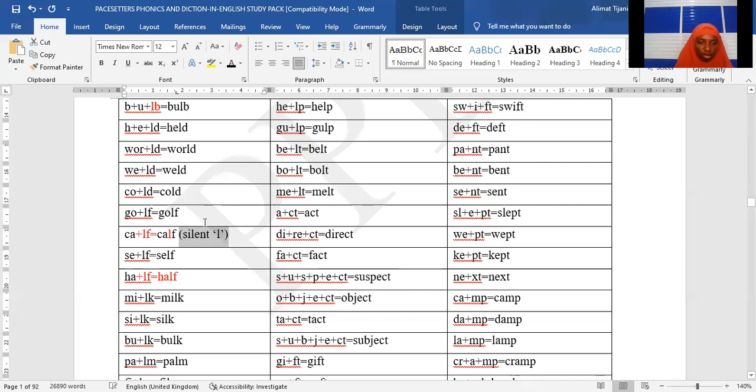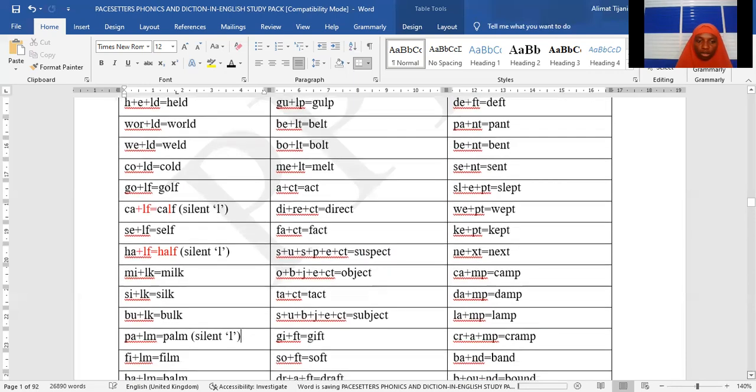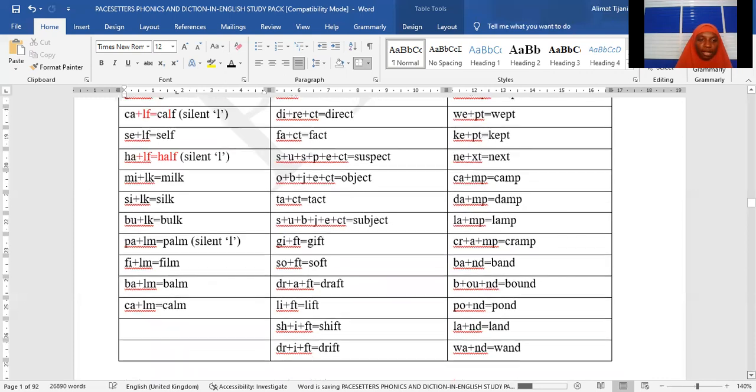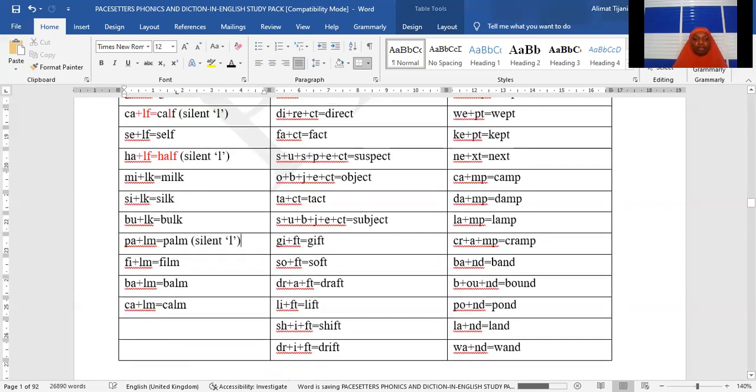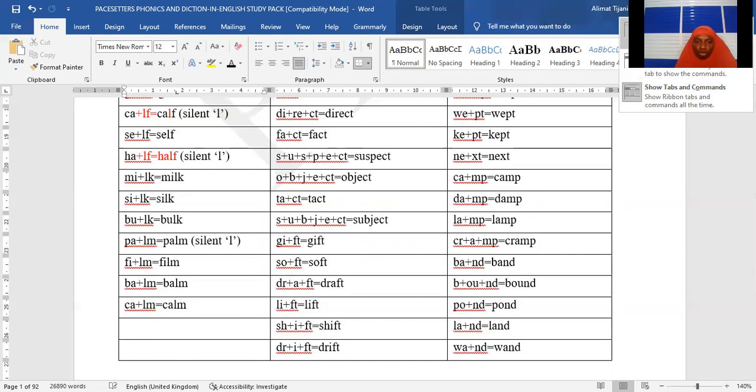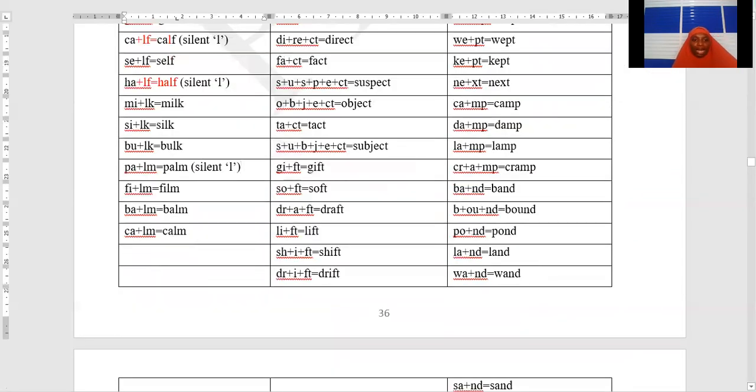So, let me see. We have half. We have palm, not the L sound. All right. Moving forward. We have film, balm. Yes, I think it's balm too. Balm, not the L sound. Calm. So we also have what? Silent L in these words.